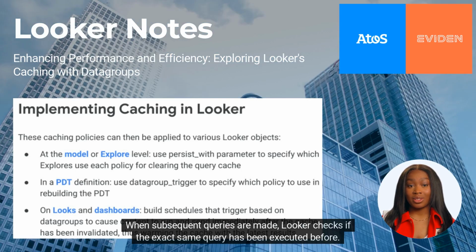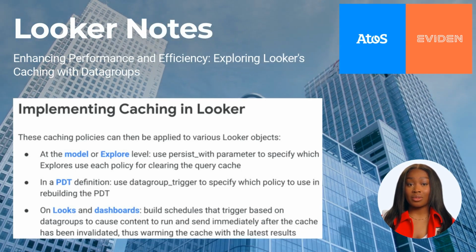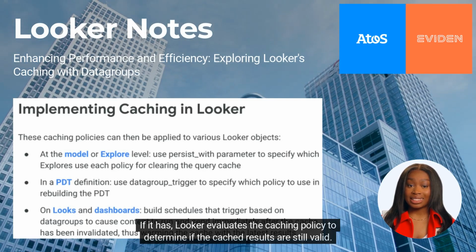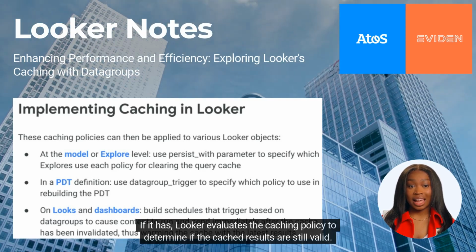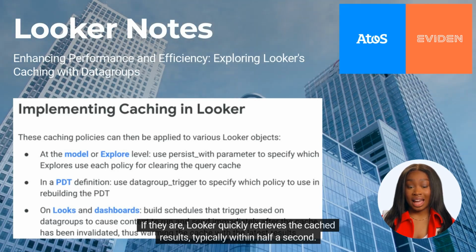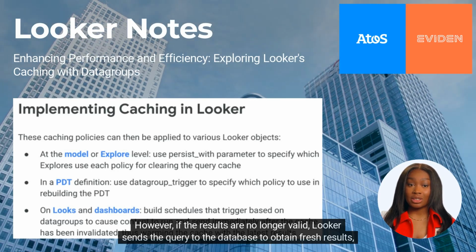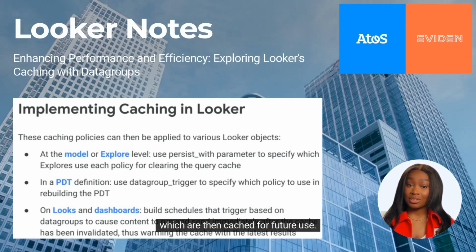When subsequent queries are made, Looker checks if the exact same query has been executed before. If it has, Looker evaluates the caching policy to determine if the cached results are still valid. If they are, Looker quickly retrieves the cached results, typically within half a second. However, if the results are no longer valid, Looker sends the query to the database to obtain fresh results, which are then cached for future use.